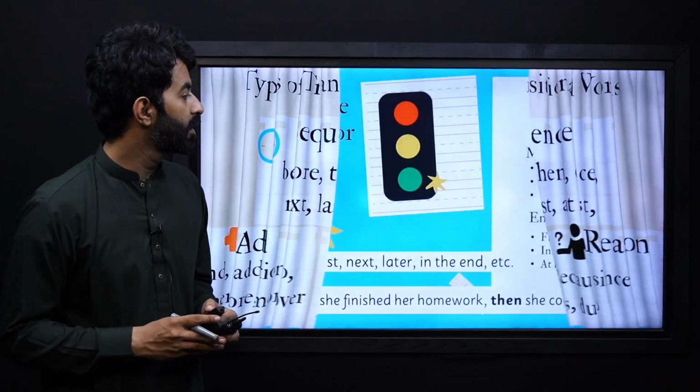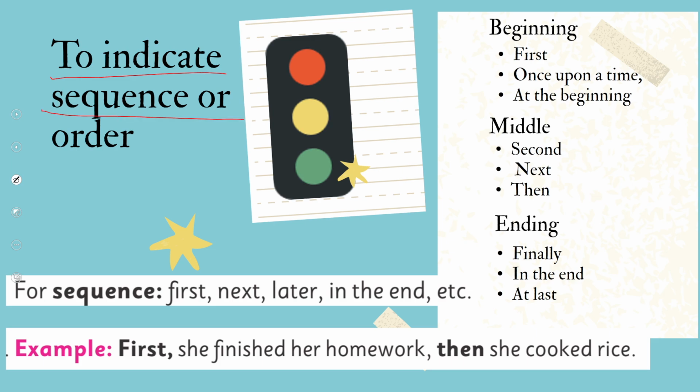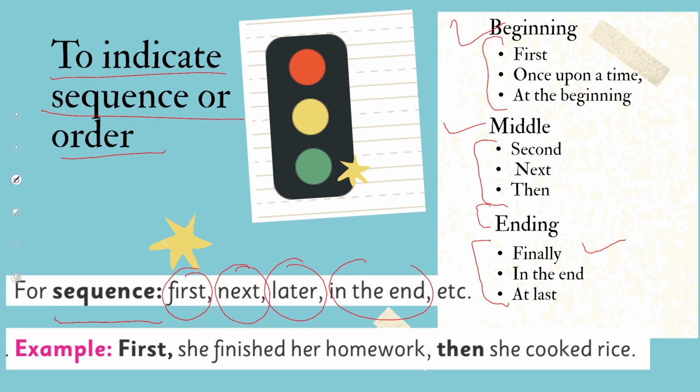Now, my dear learners, we have to indicate our sequence or order. We have all these words. These are used for the beginning. These words are used when you are in the middle, and for ending you have these words. So all these are transitional words. For sequence, we use first, next, later, in the end, etc. For example, first she finished her homework, then she cooked rice. So she did these tasks in a sequence.